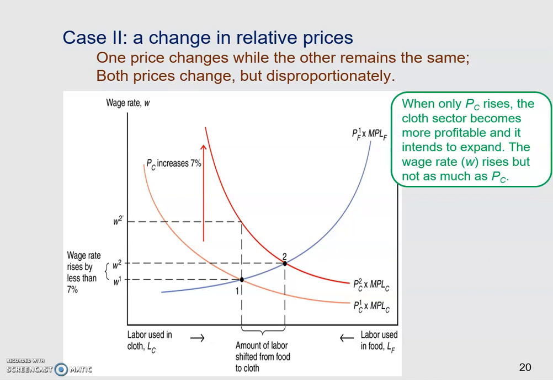The wage rate rises, but not as much as PC. Now, this is interesting, right? Again, on the graph, this is pretty straightforward. So, a 7% increase in price. If the wage rate goes up by the same percentage, 7%, it should go from this point here all the way up here. However, we find that the equilibrium wage is actually W2 here, which is much lower than 7%, at this point 2, the new equilibrium. Now, why is that? Why does the nominal wage not go up by 7%?